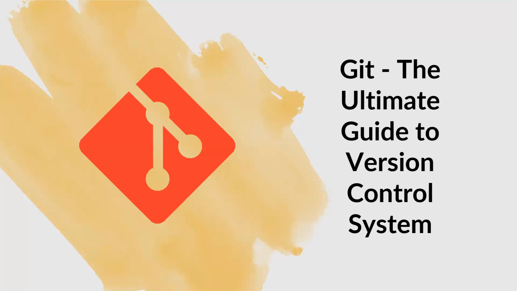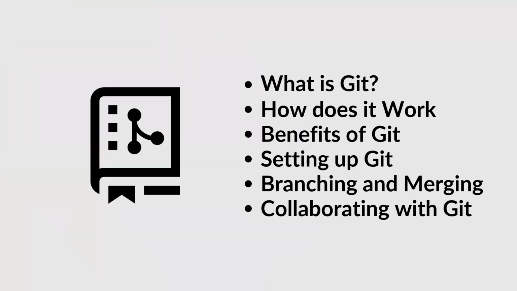So let's see what are the things we are going to cover in this video. First of all, we will see what is Git, the introduction to Git. We'll see how Git works. Then we are going to see what are the benefits of Git, how we can set up Git in our system. I'll walk you through the installation process also, that how you can install Git in your system. Then we'll see about branching and merging. And also we'll see how Git helps us collaborate. Okay, so these all are the contents that we'll be discussing in this particular video.